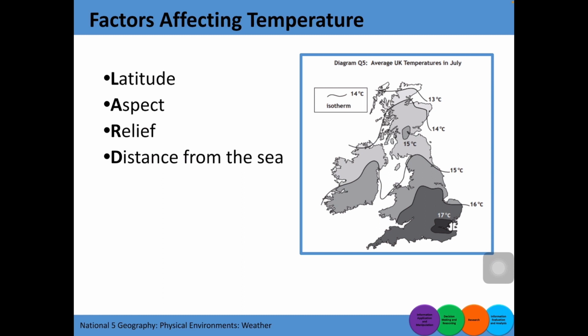So the closer you are to the ground, the warmer it's going to be, and the higher up you go, the colder it's going to be. Now on average, they say for every 100 meters you ascend up your mountain, you are going to drop 1 degree Celsius on average.